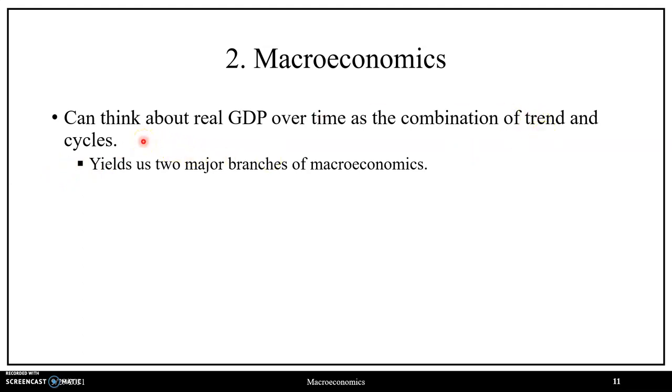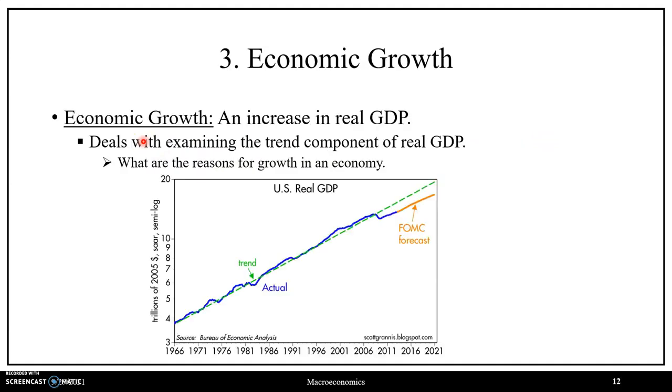This will yield us the two major branches of macroeconomics in terms of either studying the trend or the cyclical component of real GDP. Where in regards to studying the trend component, that is that constant growth rate, this will correspond to economic growth, which focuses on increases in real GDP or expansions of the production possibilities of an economy, where the primary focus on economic growth is to determine what are the reasons for an economy to grow and to be able to forecast economic growth as well.